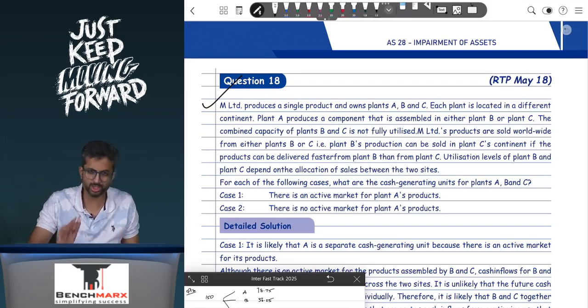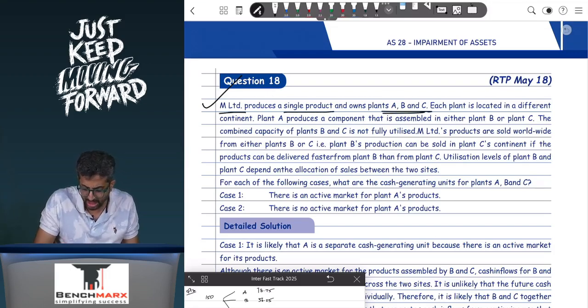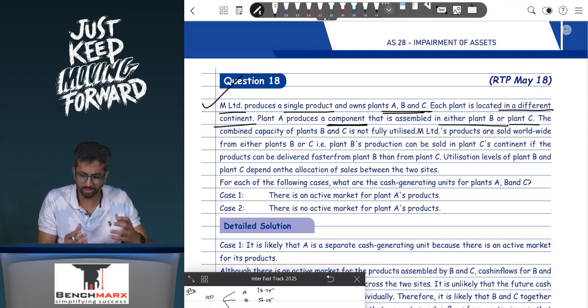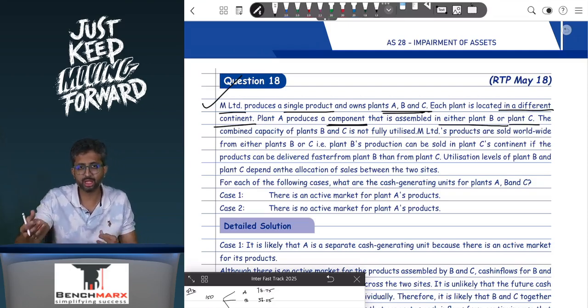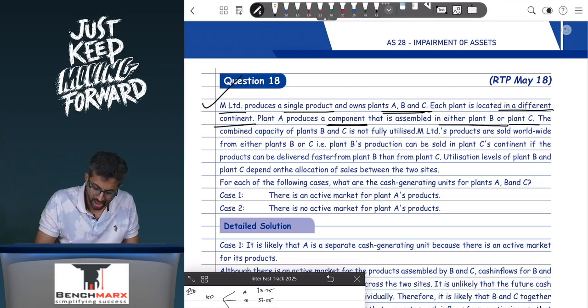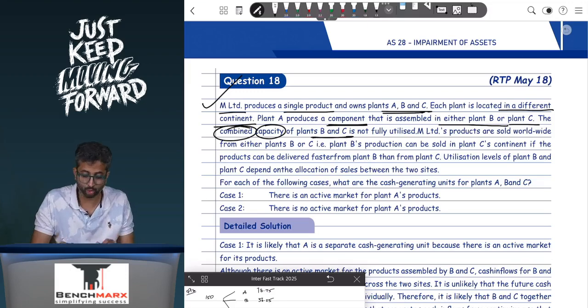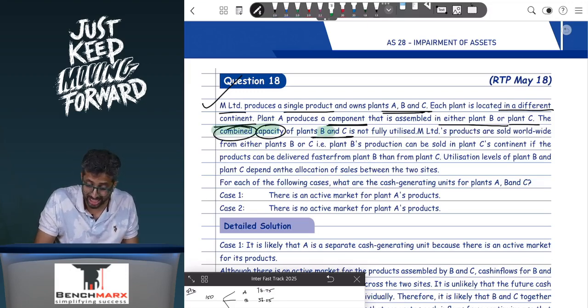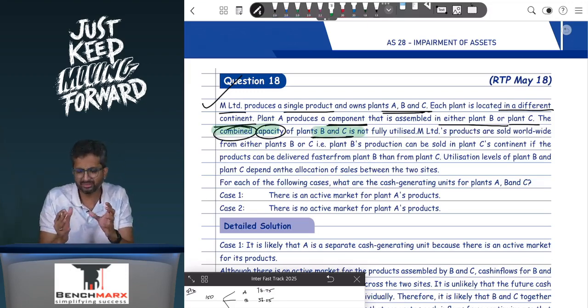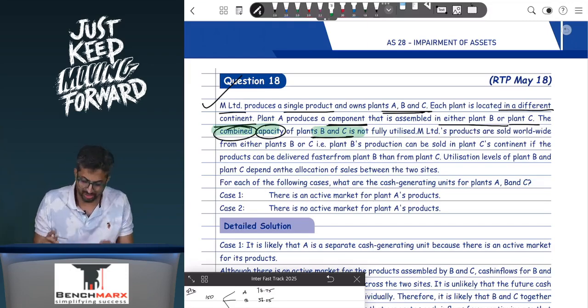Okay, let us review question 18. It's a complex question, I would say, but a case-based one. M produces a single product and owns plants A, B and C. Each plant is located in a different continent. Plant A produces a component that is assembled either in plant B or C. Like plant A is making an engine which can be used by B or C. The combined capacity of B and C is not fully utilized. So the management is evaluating the capacity of B and C on a combined basis. So B and C together are evaluated.